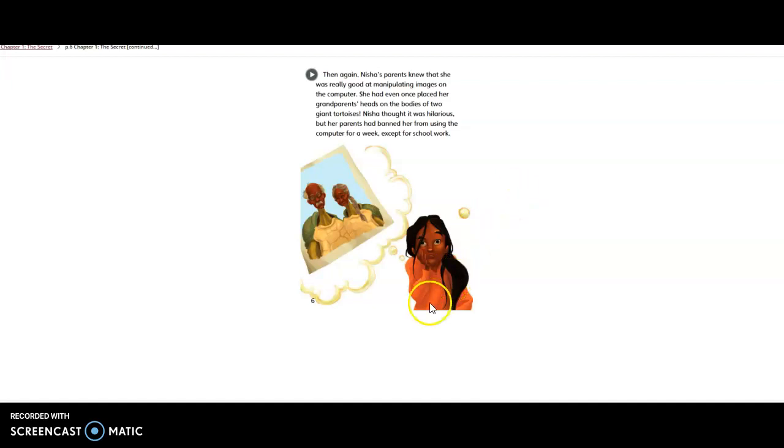And look, you can tell Nisha is feeling very upset when she's remembering that. And you can see how she manipulated the pictures of her grandparents. That means she changed the pictures to make it look like they were turtles.